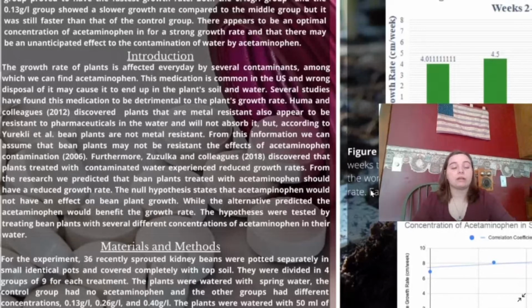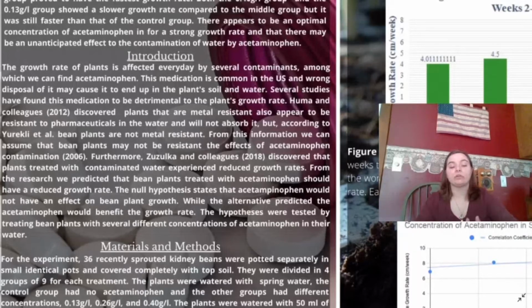We found a study done by Suzuka and their colleagues, and they discovered that plants that weren't metal resistant would have some adverse effects from acetaminophen. These effects included a reduced growth rate. After looking at all this information, we came up with our null and alternative hypotheses. Our null hypothesis was that acetaminophen would not have an effect on the plant growth rate, and our alternative hypothesis was that acetaminophen would have a benefit on the growth rate.